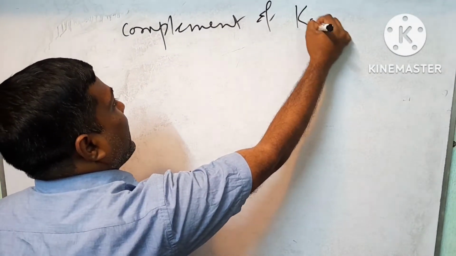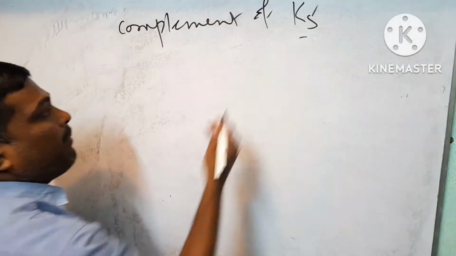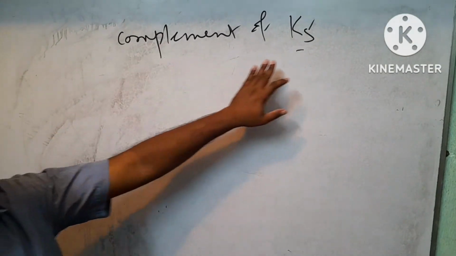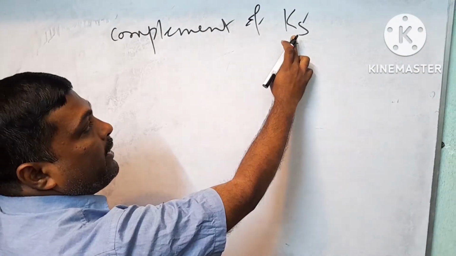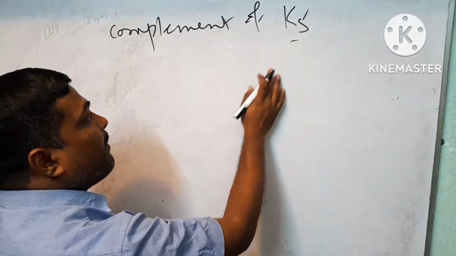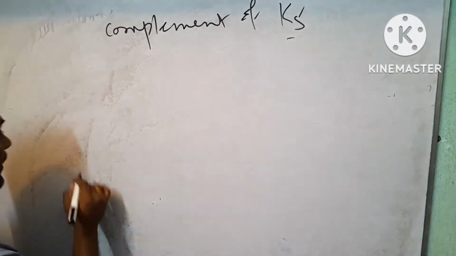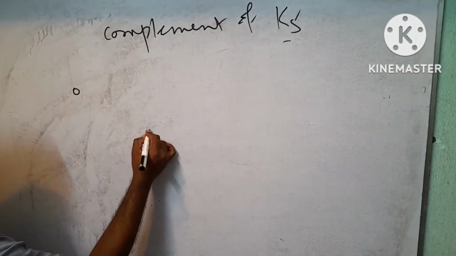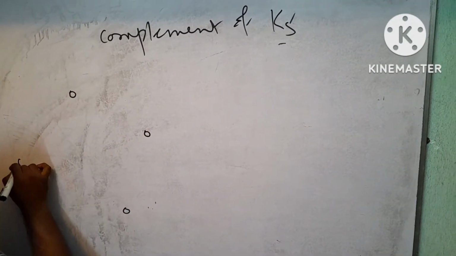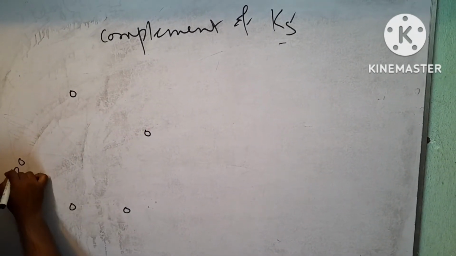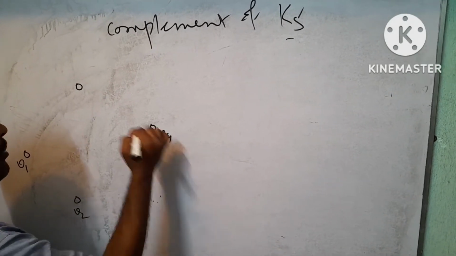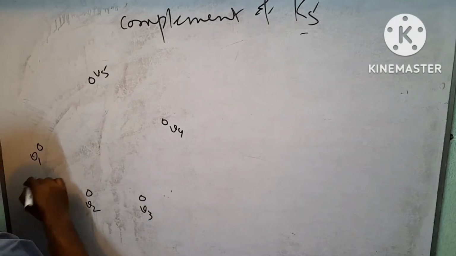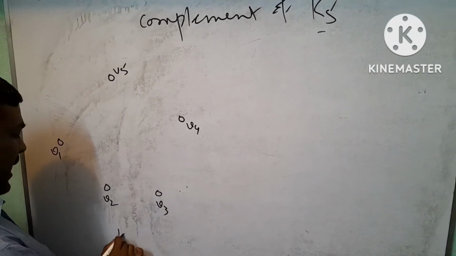the graph K5. K5 is complete graph. Question is draw the complement of this graph K5. What is K5? This is complete graph having 5 vertices. So first draw the graph K5. K5. So there are 5 vertices here. Suppose this is V1, this is V2, V3, V4, V5. This is complete graph K5.